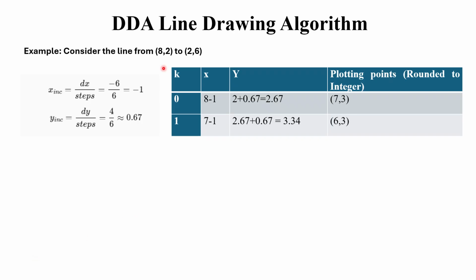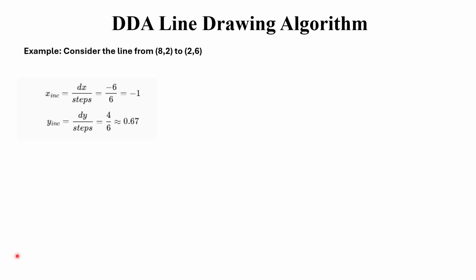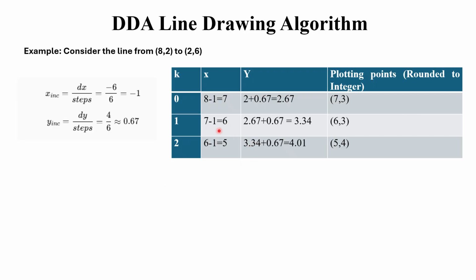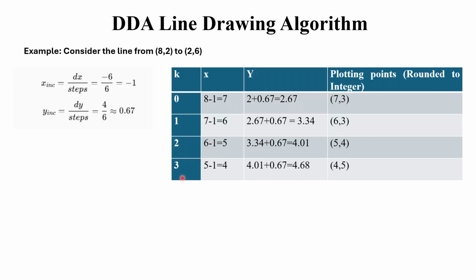Next point to be calculated. The next point will be 6 minus 1, which is 5, and this 3.34 plus 0.67, which is 4.01. When you round off this 4.01, you will get 4, and 6 minus 1 will be 5. So the next intermediate point is 5, 4. Again, the next point is this 5 minus 1, 4, and 4.01 plus 0.67, which is 4.68. When you round off this, it will become 5. So 4, 5 will be the next point.